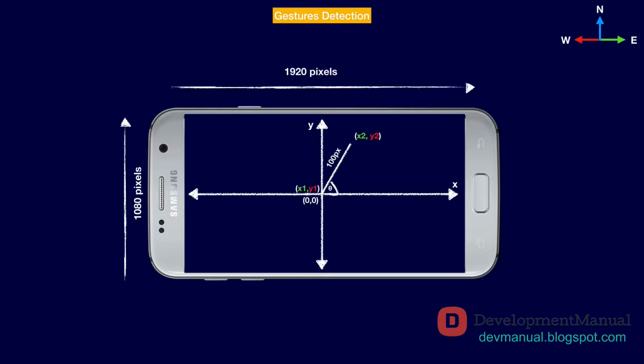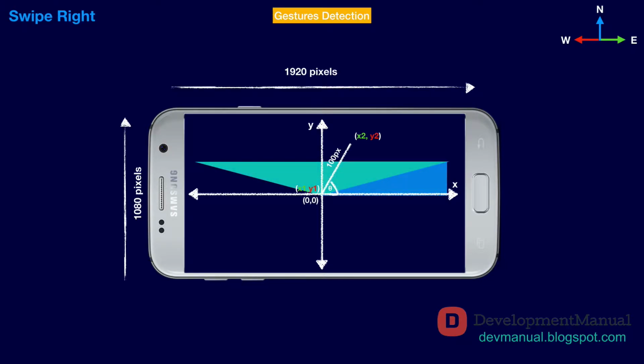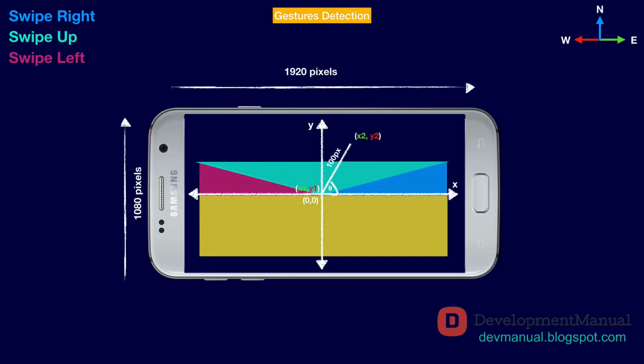For example, if the value of the swipe angle theta lies somewhere in this region, then we will consider this to be a right swipe. And if it's within this range, then it's an up swipe. Also, if the value of the swipe angle is in the dark pink region, then we'll consider it to be a left swipe. Finally, if it lies below the x-axis, then we'll consider it to be a down swipe. The question then becomes, how do we compute the value of the swipe angle in Unity?